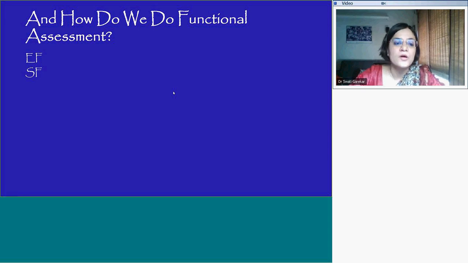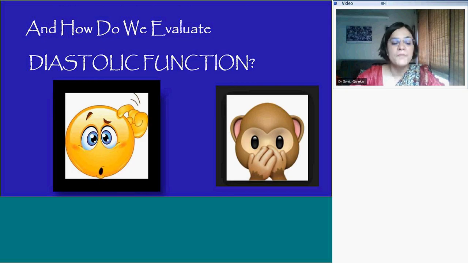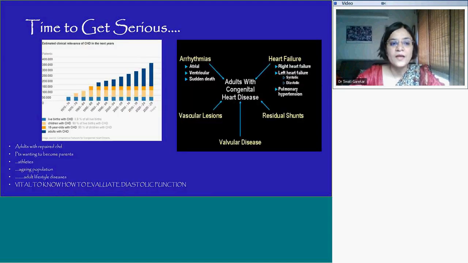So for the systole part, it's pretty all right. We have a list of indices we use, very much less than the adult people, but yes, we have our list. But when it comes to diastole, we pretty much draw a big blank. But we should be getting serious about diastology.